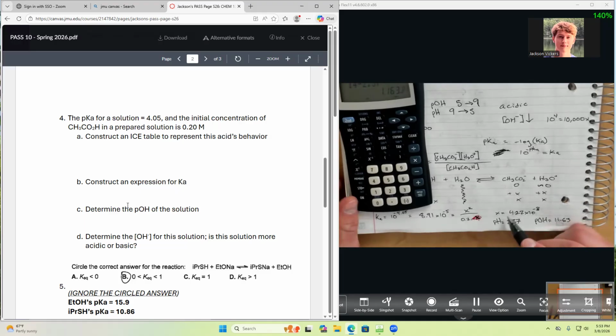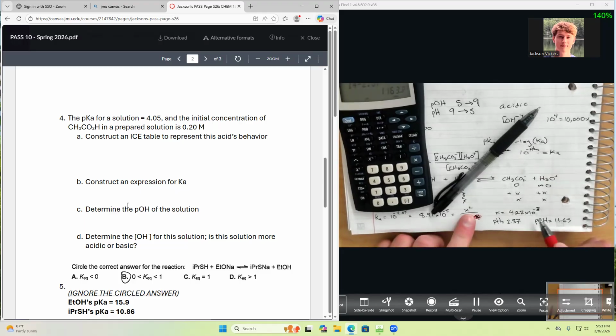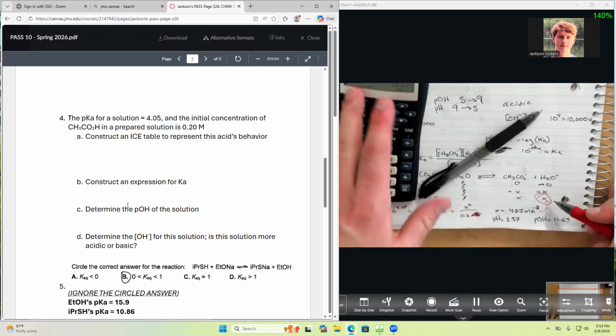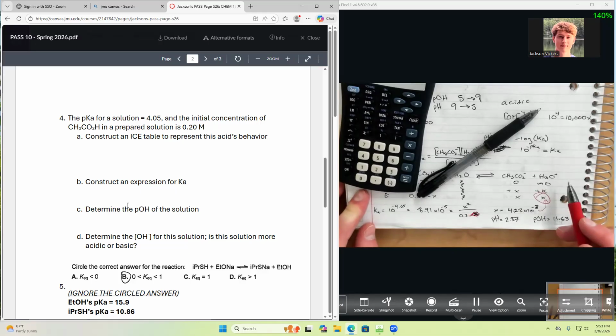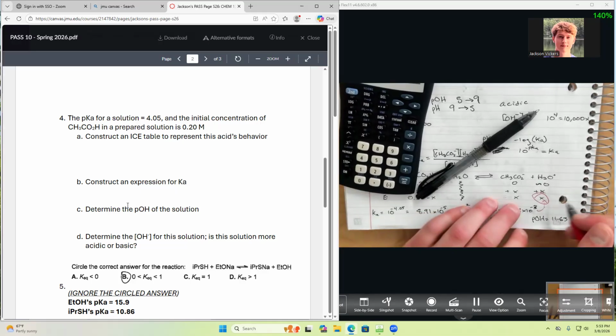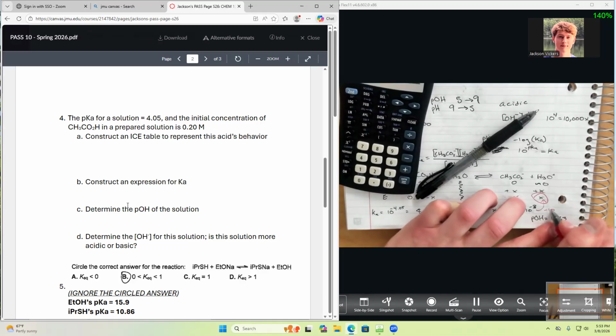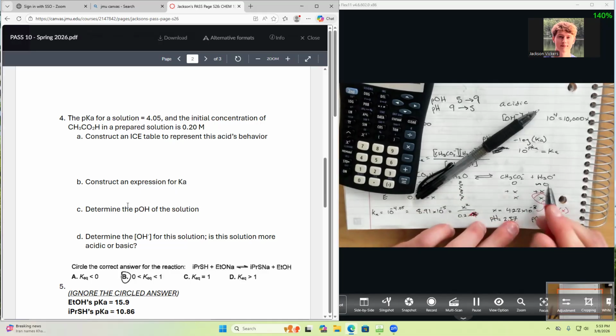Oh, good question. Since we know that we found x, right? That was the whole point of doing this K expression thing. X is right there. This is really the big thing we're always looking for in one of these ice tables, because this is the equilibrium concentration of hydronium ions. So all we have to do is take the negative log of x to find pH, because taking the negative log of x is the same as taking the negative log of the hydronium ion concentration. So I did negative log of this value.